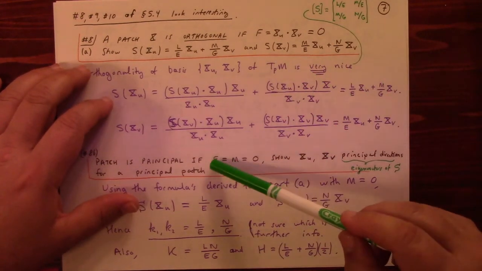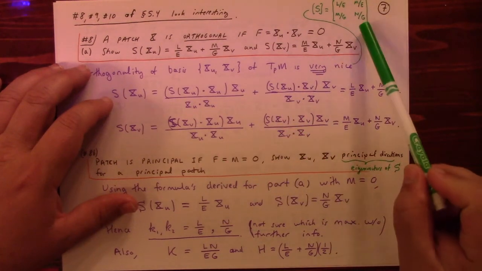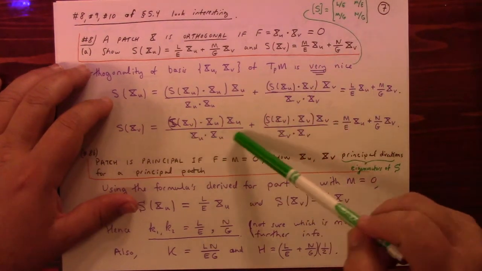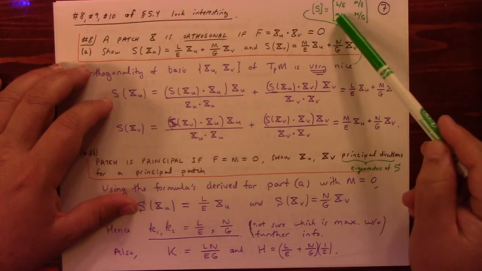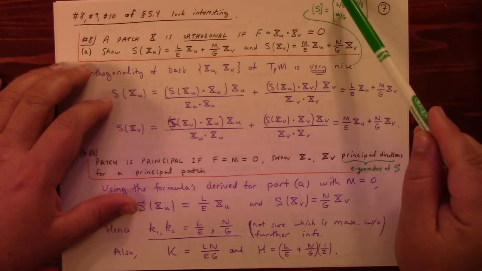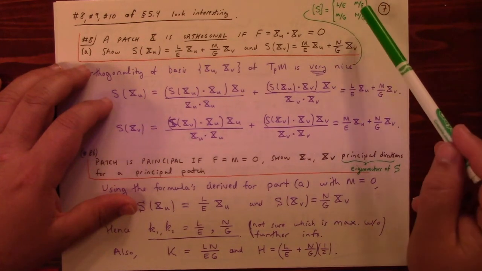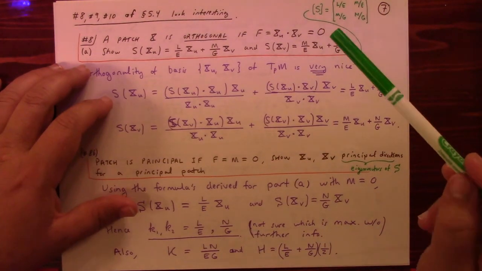If F and M are both 0, right? So F being 0 makes this happen because that was this problem. M being 0 sets these off diagonals going, and it's just diagonal. And if the matrix is diagonal, then the eigenvalues are on the diagonal, and they're just L over E and N over G, and that makes the basis an eigenbasis as well.